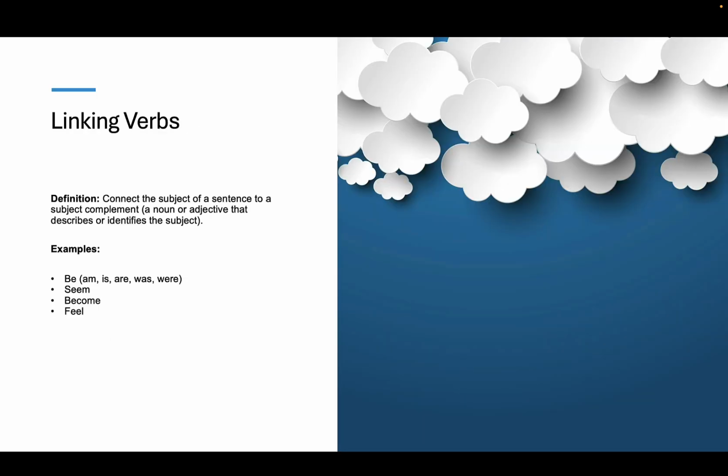Now linking verbs. Linking verbs connect the subject of a sentence to a complement. This can be a noun or an adjective that describes or identifies the subject. They do not show an action but rather link the subject to more information. As an example, this could include am, is, are, was, were, seem, become, and feel. In the sentence, the sky is blue, what do you think the verb is here?